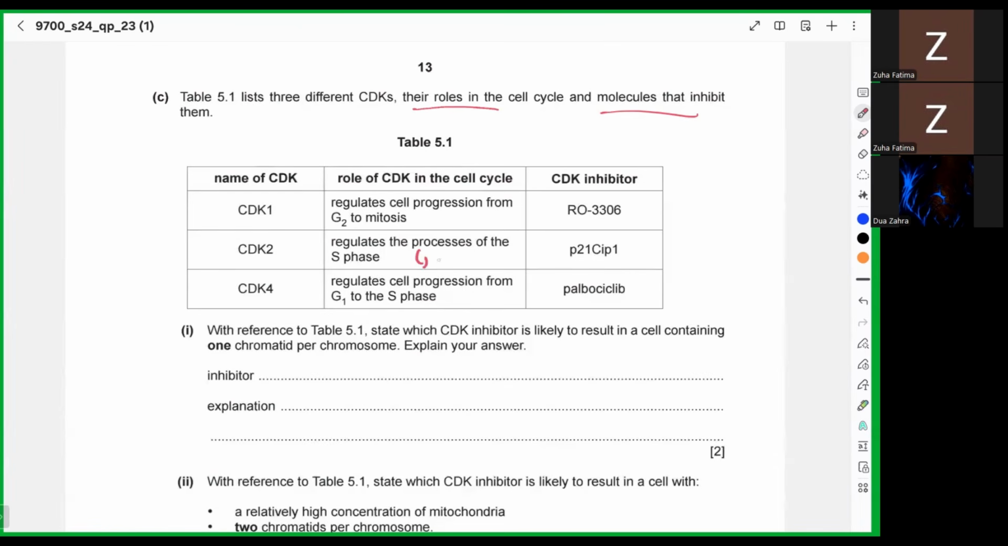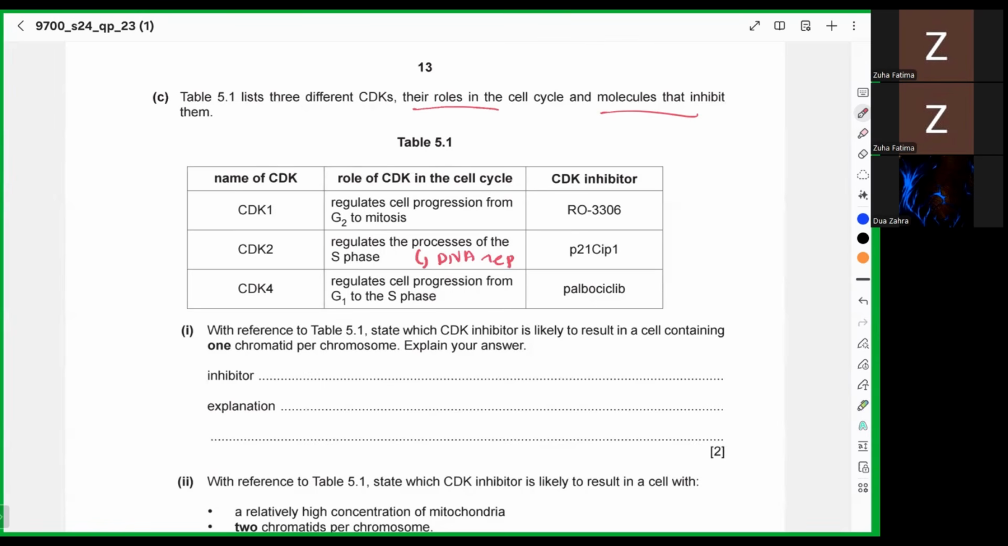CDK2 is important to regulate the processes of the S phase. In S phase, DNA replication is taking place. The inhibitor of this enzyme is P21 CIP1. CDK4 regulates cell progression from G1 to S phase, and palbociclib is the inhibitor of this particular CDK.